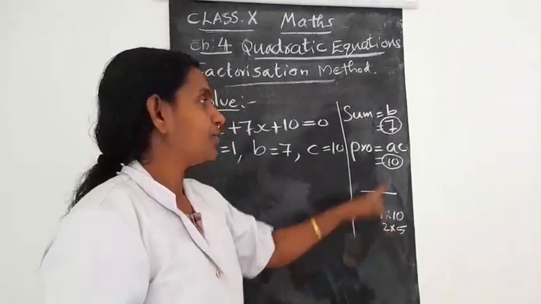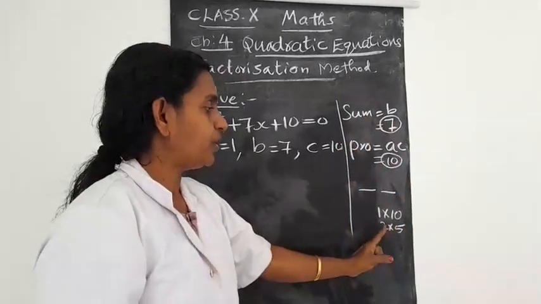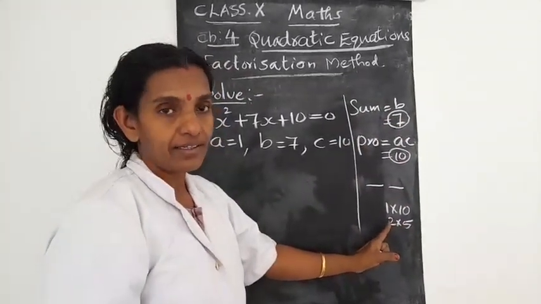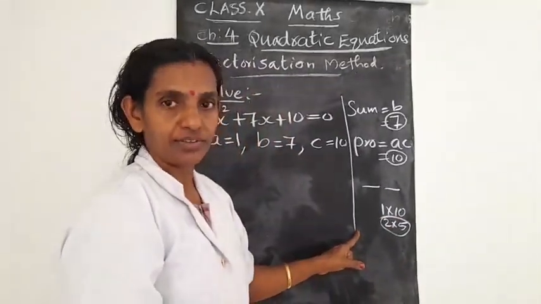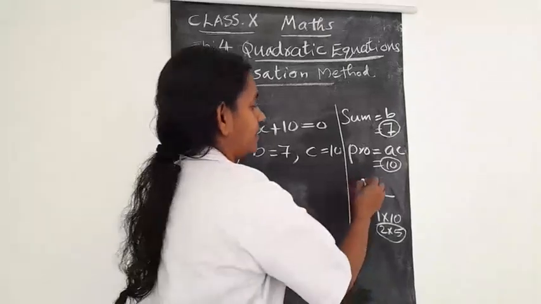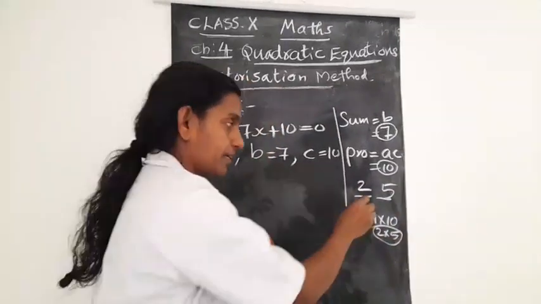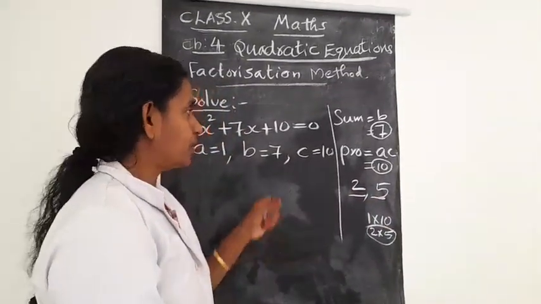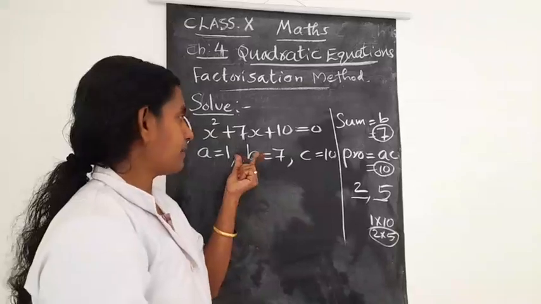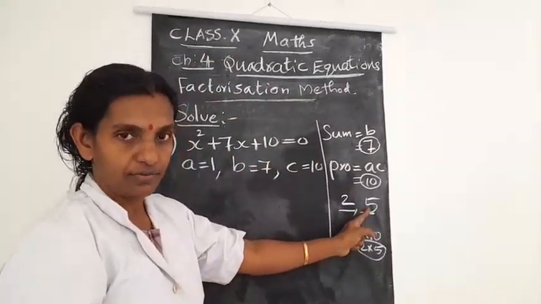And then you check the sum. We need the sum 7. So which pair gives the sum 7? 2 and 5. 2 plus 5 equal to 7. Okay. So we can select the numbers 2 and 5. So two numbers you got, 2 and 5. Clear? So here the sum is 7 and the product is 10. We have selected two numbers 2 and 5.